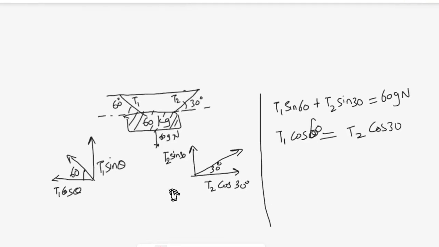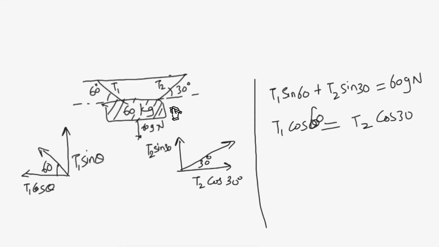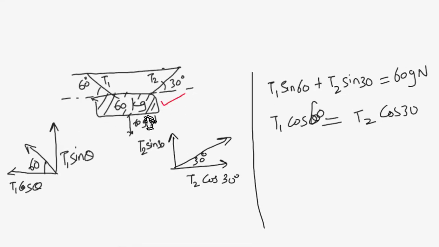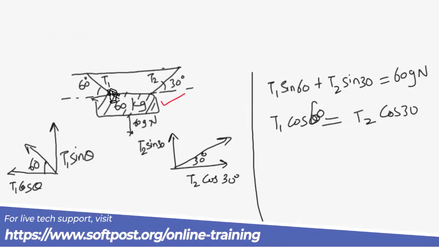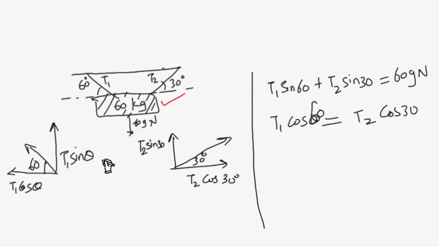So friends, in this video, let us solve this problem of tensions. Here we have a 60 kg block which is hanging by these two ropes, T1 and T2. We have to find the tension in these ropes, T1 and T2. You can also see that they have given the angle that each rope and the block are making. For T1 it is 60 degrees, for T2 it is 30 degrees.